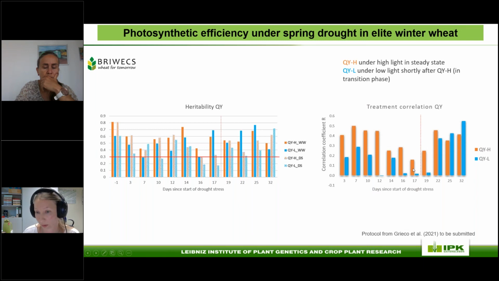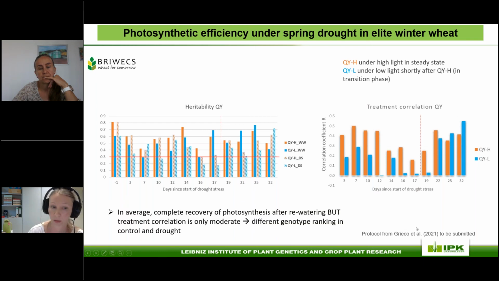And it's decreasing for both parameters with a progressing drought, and in the recovery phase it is recovering, but still you have room for genotypic variance, so it's not a super high correlation, leaving room that different cultivars are performing good under drought compared to control condition in this phase.